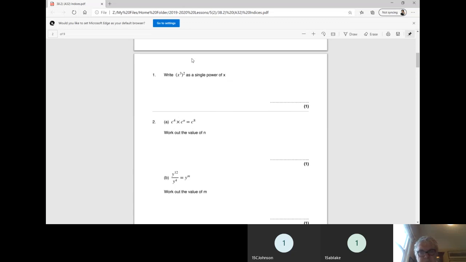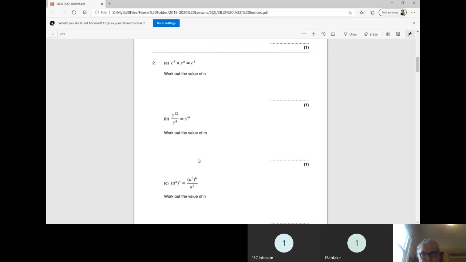So obviously, when you've got a power inside and a power outside, you multiply. With 2a, obviously when you're multiplying, you add the powers. So 4 plus n equals 8. For part B, when you're dividing, you subtract the powers. So 12 take away 4.